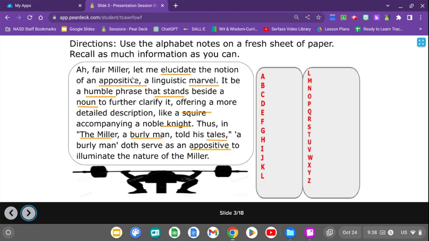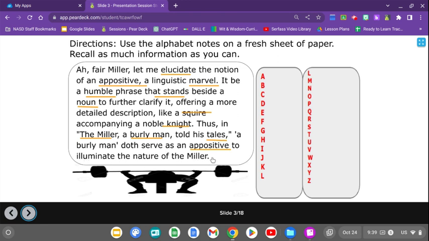Fair miller, let me explain the notion of an appositive. It be a phrase set beside a noun to further clarify it, offering a more detailed description, like a title accompanying a noble. Thus, in the tale, the miller is told his a burly man doth serve as an appositive to illuminate the nature of the miller.